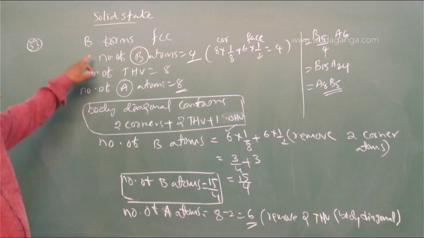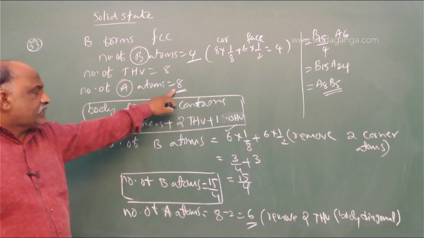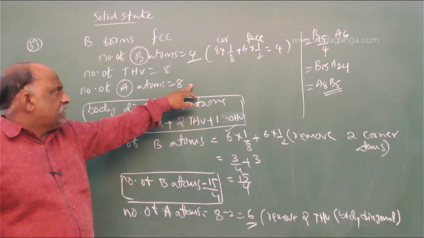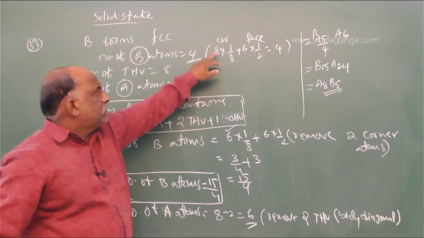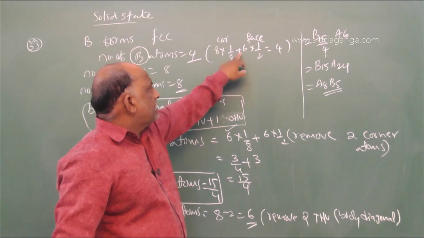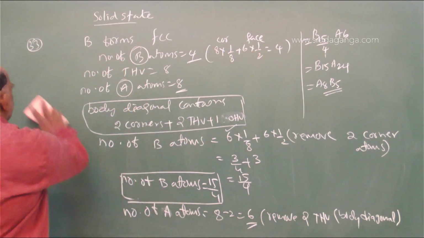So actually, according to that, B atoms 4, A atoms 8. 2 tetrahedral voids means 6. Here one body diagonal contains 2 corners, remove 2 corners. Here 6 into 1 by 8 plus 6 into 1 by 2. 6 faces, 8 corners it is. And next one, 34.